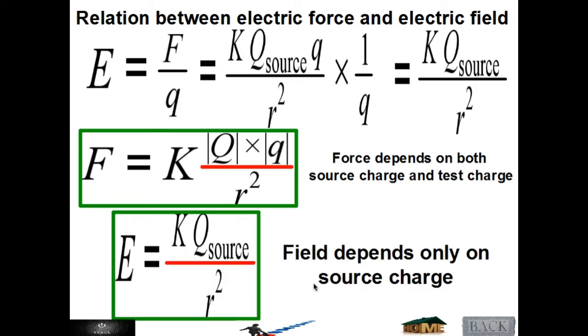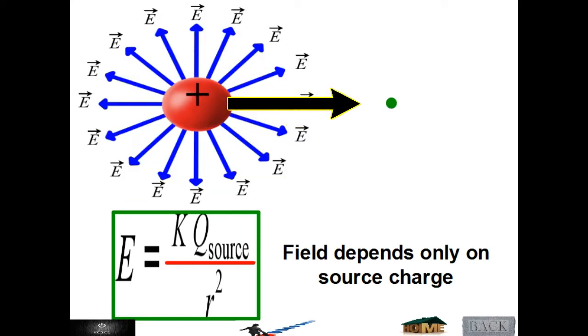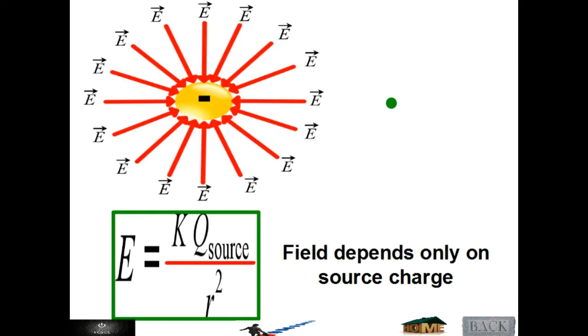If I have a positive source charge, the electric field is centrifugal, and we can experience an electric field at any point. And if we have a negative source charge, it has a centripetal electric field, and we will experience an electric field at a point within its field.